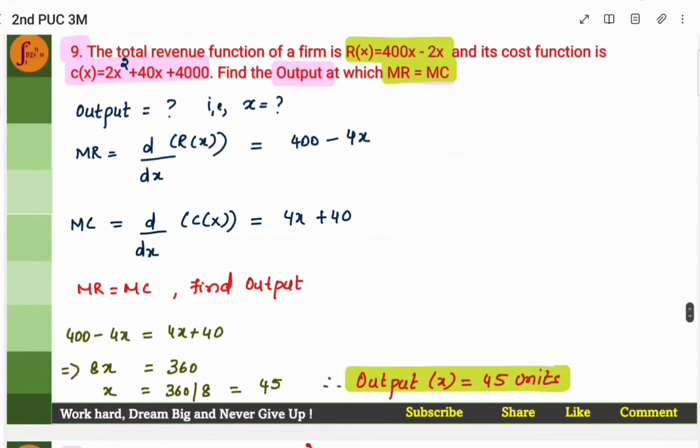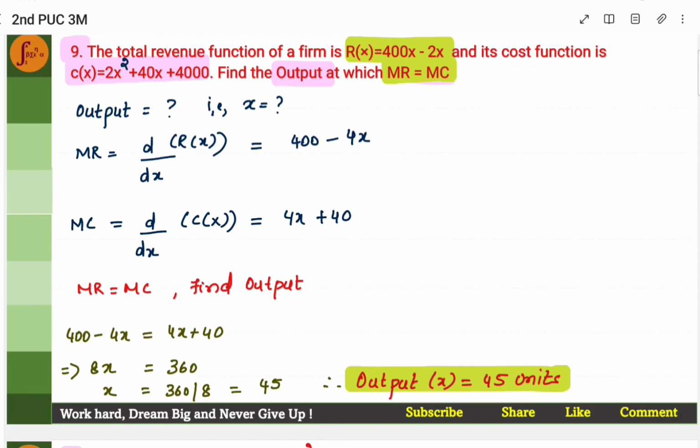Next problem is to find the output at which MR is equal to MC. These are cost and revenue based problems. I think this is the simplest of all in the entire application of derivatives. This is simplest. Try to focus on these problems. This is relatively simple. So the total revenue function is given, the cost function is given. Find the output. So MR is equal to MC. What is MR? Marginal revenue.